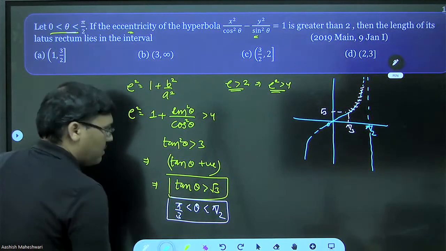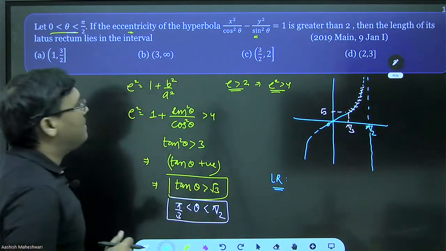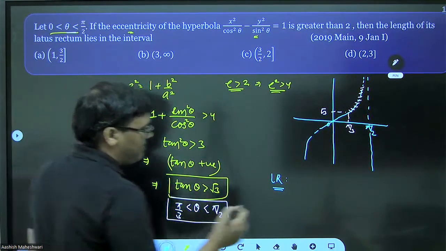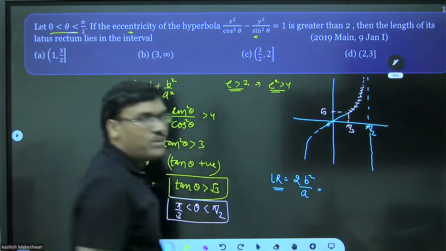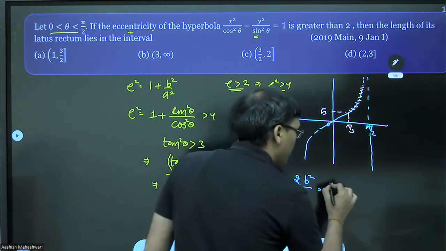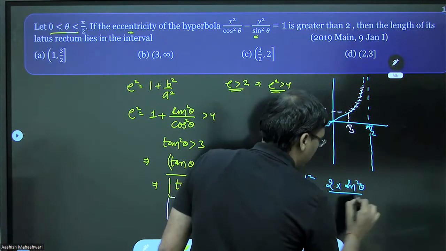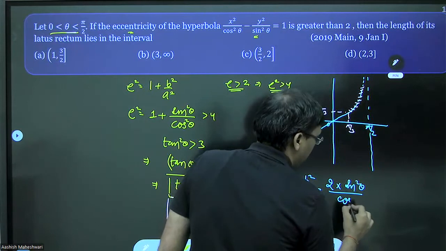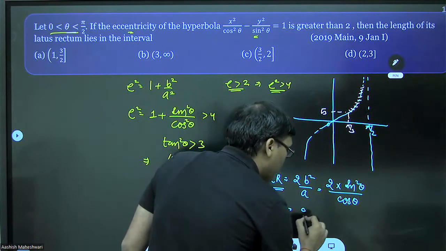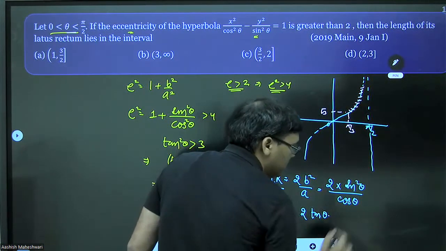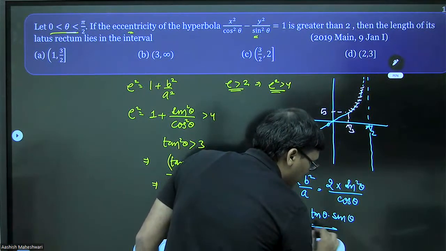Now, what is the latus rectum of this hyperbola? Latus rectum is equal to 2b square by a. So what is this? This is 2b square by a. What is b square? Sine square theta. What is a? A is cos theta. You can see this is cos theta. So you can clearly see here what is the length of latus rectum. This is 2 sine square theta by cos square theta, which is 2 tan theta sine theta. This is the length of latus rectum.